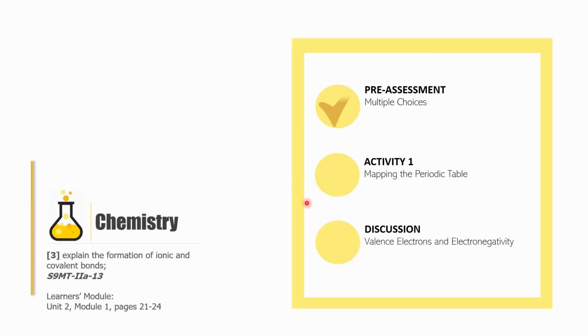So we began this session with the pre-assessment. It was followed by activity number 1. And then we ended it with a discussion on valence electrons and electronegativity.